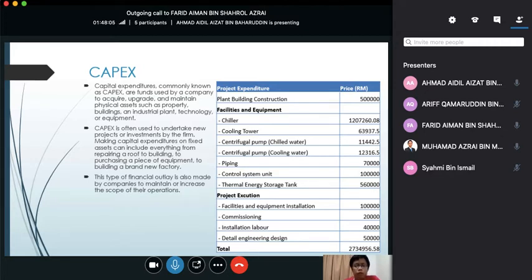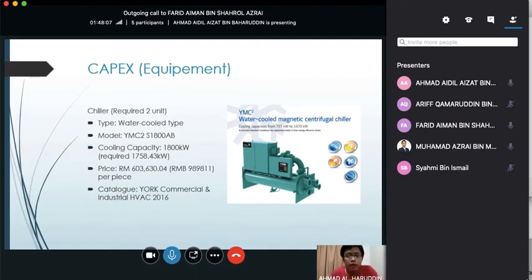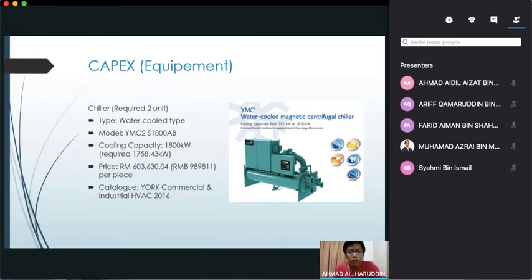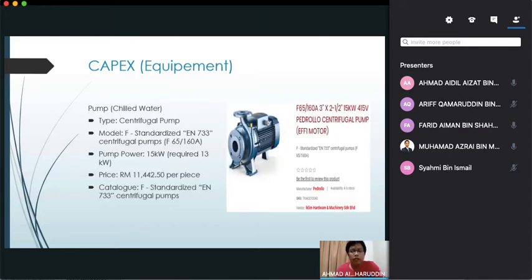The first equipment is the chiller. The chiller, as you see here, is a model YMC2 S8000 AD, which has a cooling capacity of 18,000 kilowatt, but the requirement is only 175.43 kilowatt, which satisfies the requirement for this project. Next equipment is the chilled water pump. This chilled water pump power is 15 kilowatt, but the requirement based on the calculation is only 13 kilowatt.